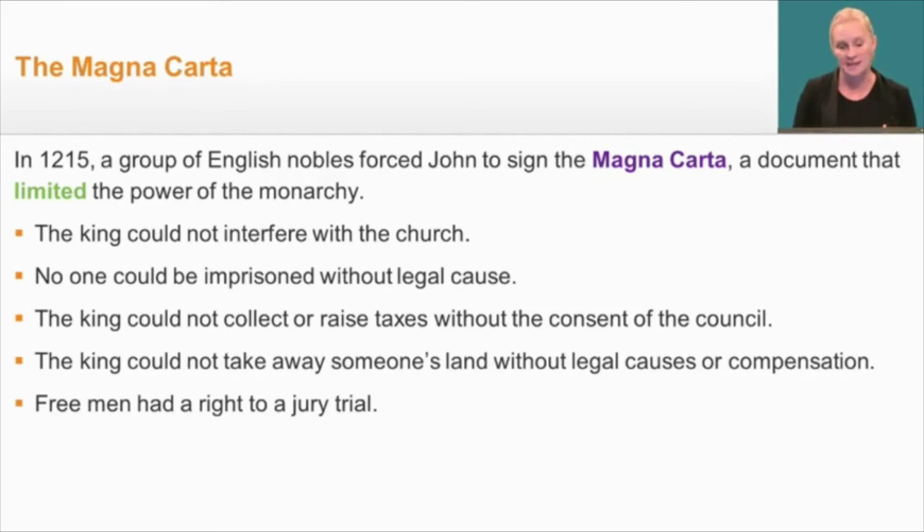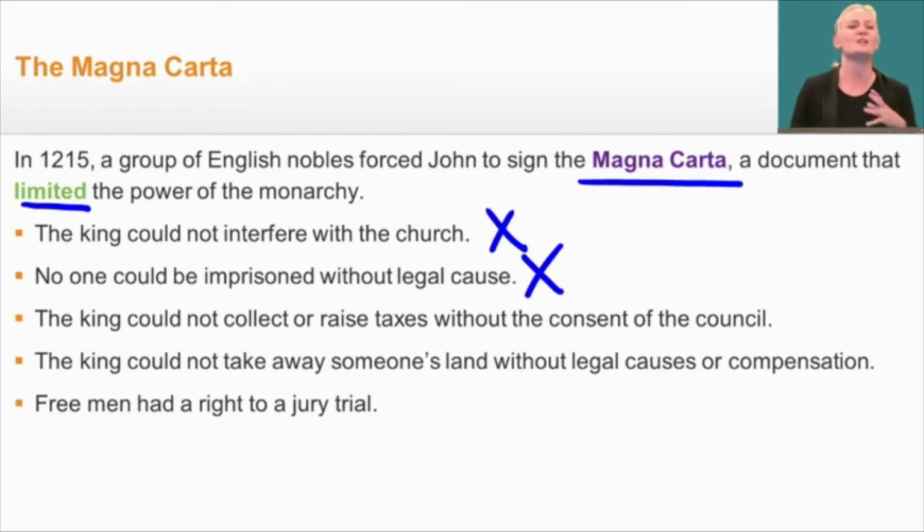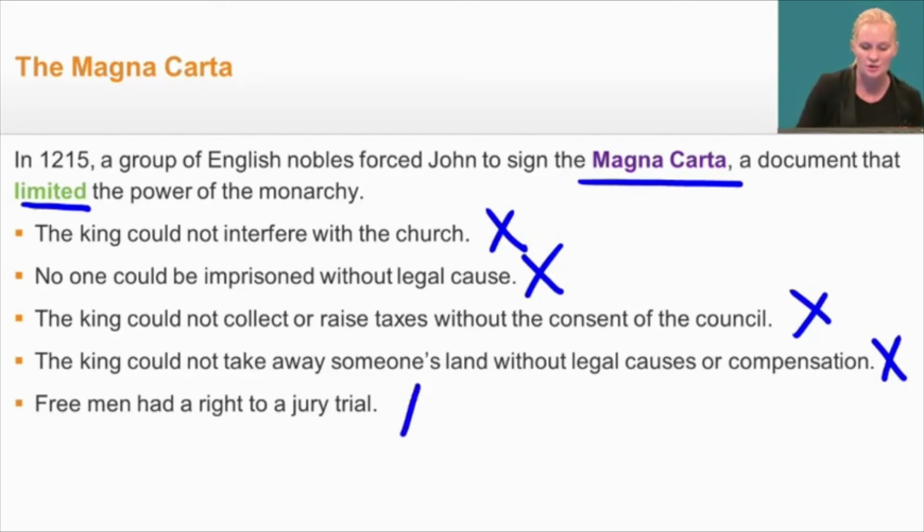In 1215, a group of English nobles forced John to sign the Magna Carta. This was a document that would limit the power of the monarchy. It would take power away from King John. It said that the king could not interfere with the church. No one was to be imprisoned without legal cause. The king couldn't collect or raise taxes without consent of his council. The king could not take away somebody else's lands without legal cause or compensation, and that free men would have a right to a jury trial.